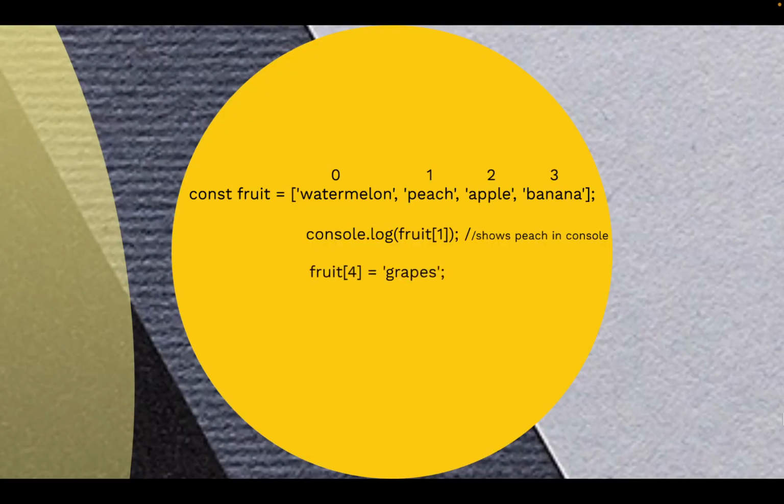You can also assign a new value by specifying the array name and index number. For example, to add grapes as the 5th value, you would assign the string grapes to fruit square bracket 4. Another way to add a value to the end of the array is with the push method, which doesn't require specifying an index. It will always push it to the end of the array.